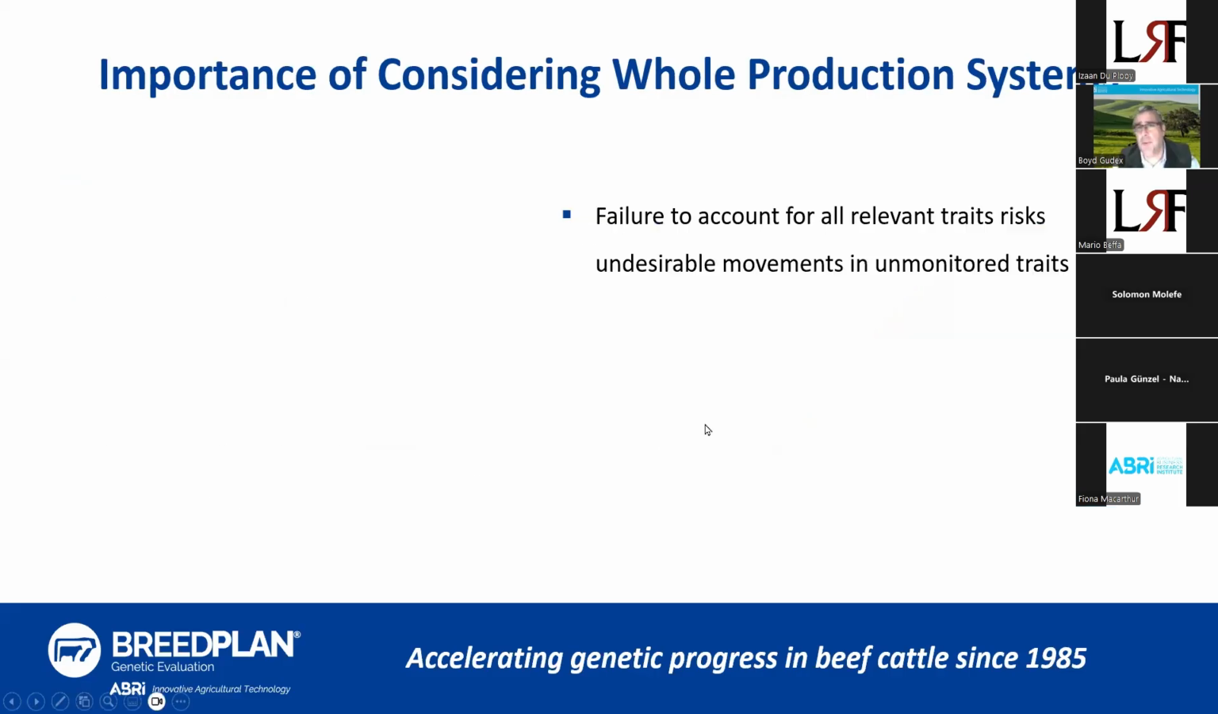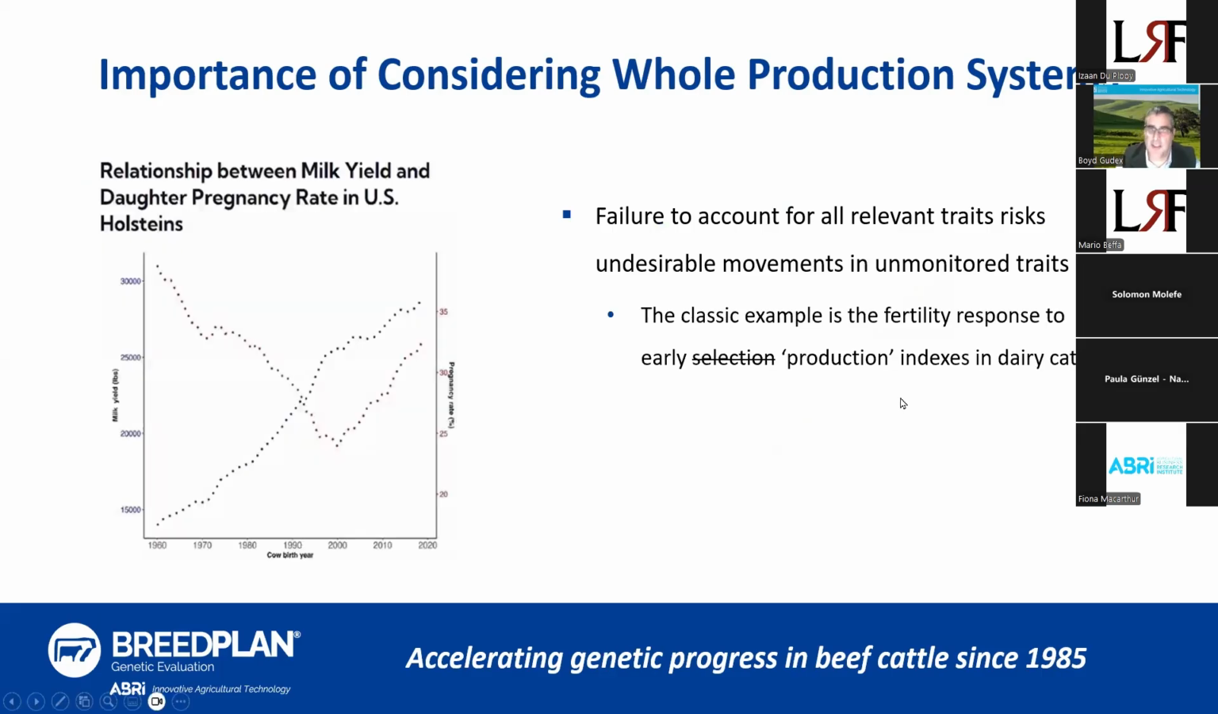So if you fail to account for all the relevant traits, what you risk is undesirable movements in traits that you haven't monitored. And there's a classic example of this, and that would be the fertility response in the early production indexes in dairy cattle. They weren't really true selection indexes because they didn't account for the whole production system. They only really were interested in how much milk they could get out of each cow. So they were breeding along those lines into the 1990s.